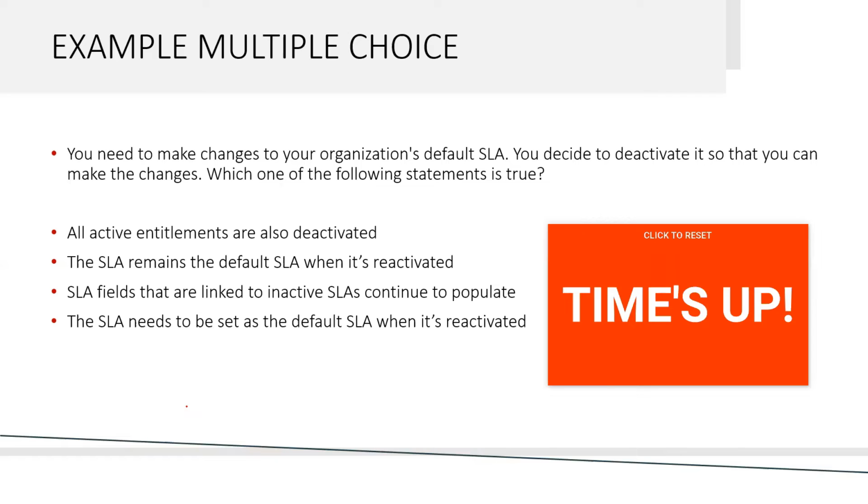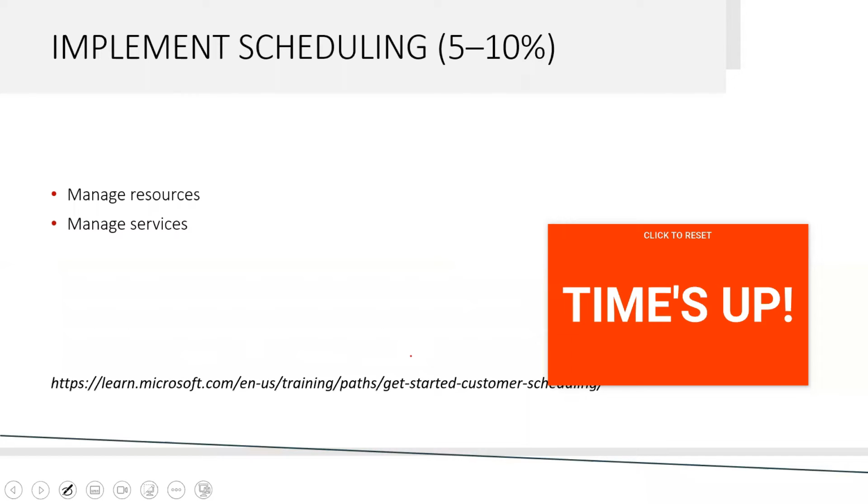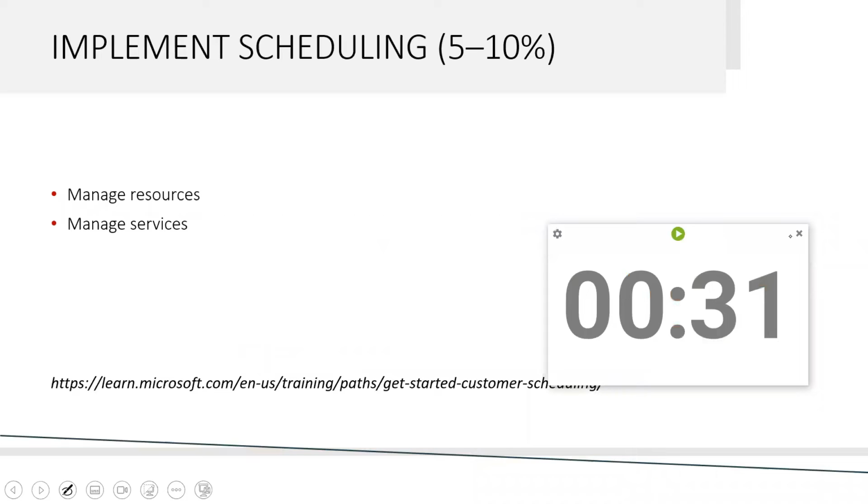Okay, so time's up. The correct answer for that question is going to be option 4, that the SLA needs to be set as the default SLA when it's reactivated. Because every time I'm deactivating an SLA, the default SLA option will also be deactivated. And whenever we are activating an SLA, and if I want to utilize that SLA on a default node, we always need to click on this default SLA option while reactivating. So this is going to be our correct answer. So that is something we have inside this specific section.